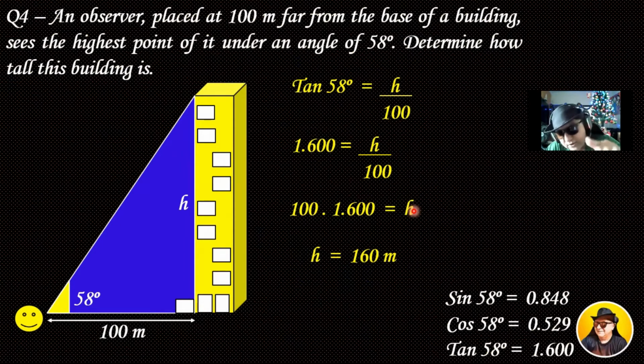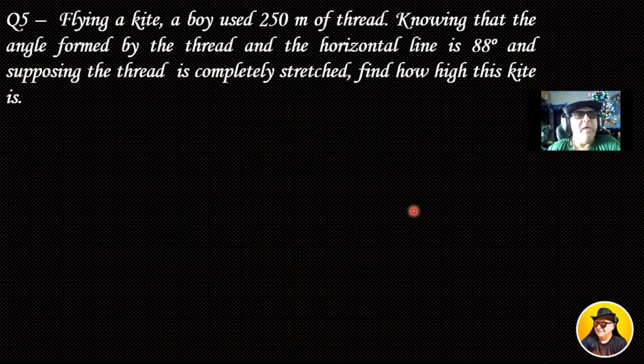Good. Let's go to question number 5. Question number 5 is, find a kite. A boy used 250 meters of thread. Knowing that the angle formed by the thread and the horizontal line is 88 degrees, and supposing the thread is completely stretched, find how high this kite is.